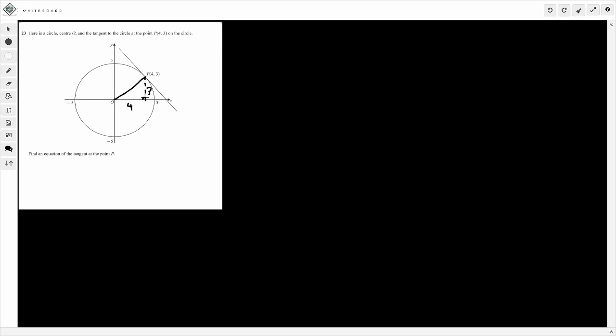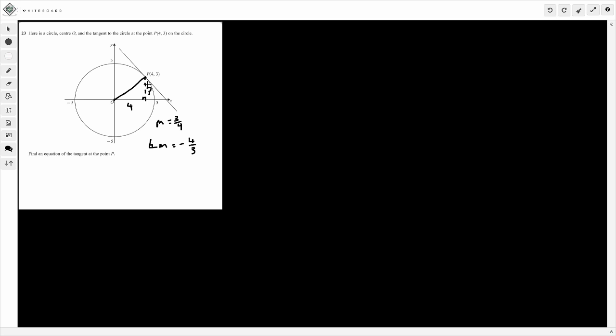So how do we then work out the gradient? Well, it's going to be m is 3/4 here, right? 3/4. That's the gradient from O to P. But now we need the perpendicular gradient, so I'm going to denote it as the perp m here. That's going to be the negative reciprocal of this, so it's going to be minus 4/3. So that's the perpendicular gradient.